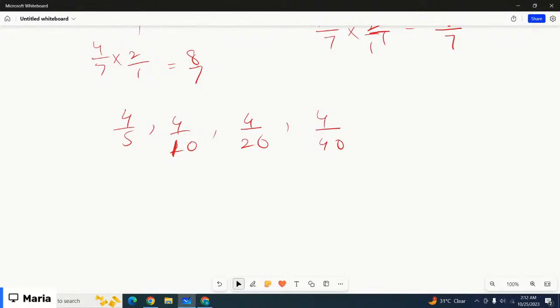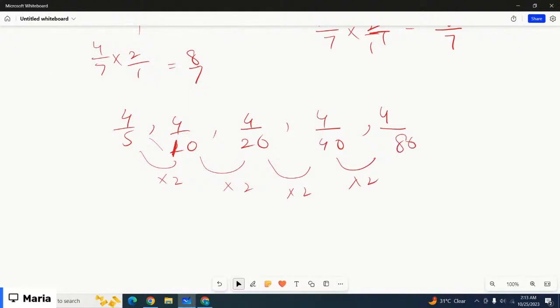Okay, you can see they have the same numerator, right? 4, 4, the numerator stays the same. The denominator is increasing. Now we have to see what the pattern is, right? So 5 times 2 is 10, 10 times 2 is 20, and 20 times 2 is 40, right? That means the denominator is increasing by multiples of 2. So for the next term, the numerator would be the same, and the denominator would be 40 times 2, so that would be 80.